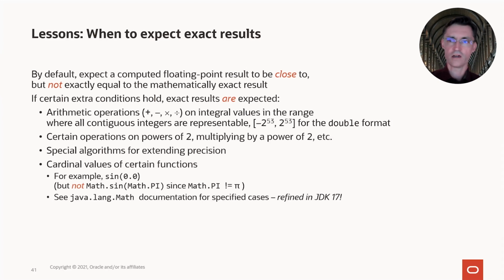So if you're working on integer values within the range where all the contiguous integers can be represented, that can be exact. Multiplying by powers of 2 can be exact. There are certain special algorithms for extending precision that can be exact as well. Finally, the math library has certain cardinal values that are documented to have a particular behavior. So for example, sine of 0 is exactly 0 in the specification. And we augmented that list slightly in JDK 17.